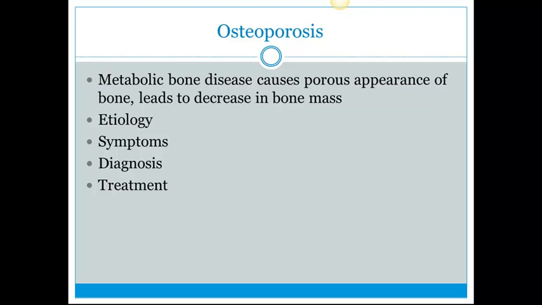Osteoporosis is a metabolic bone disease caused by porous appearance of bone and leads to a decrease in bone mass. We often think of osteoporosis as the Swiss cheese of bones. So there's big gaps and holes in the bone fibers. The etiology is age, postmenopausal women, a decrease in estrogen is mainly part of it, and our lack of ability to contain calcium within our bones, and exercise.